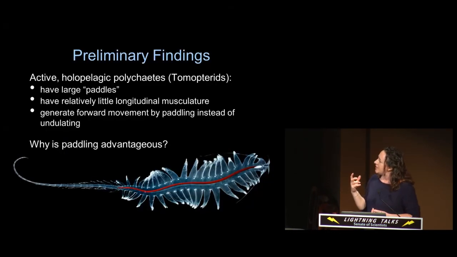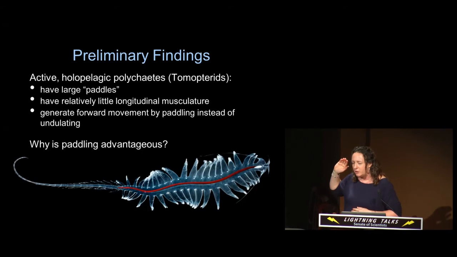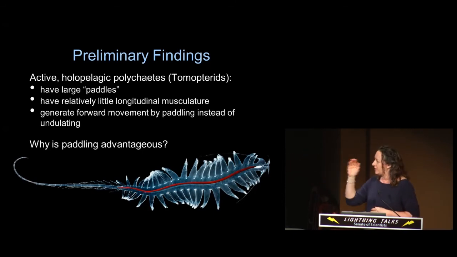So what we found is that these tomopterids are active, holopelagic, very modified animals. They have very large paddles, little longitudinal musculature, and their forward motion is not generated by the undulations of their body. It's generated by the paddling that they do.